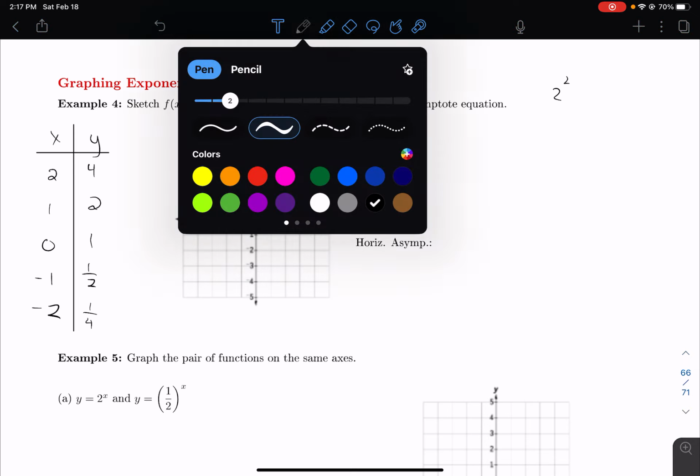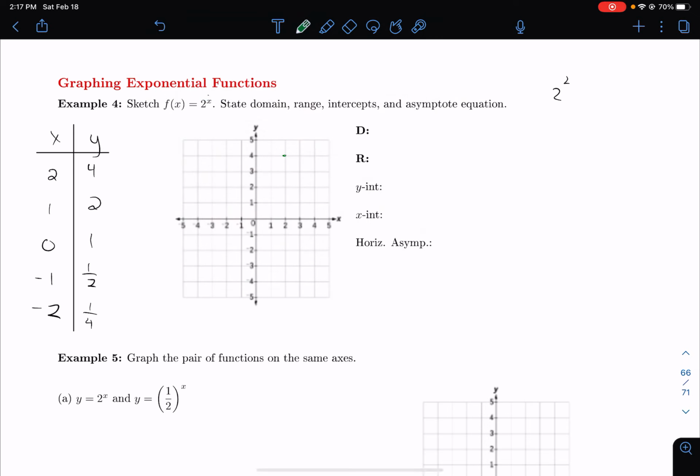All right, so let's plot these points. When x is 2, y is 4. When x is 1, y is 2. When x is 0, y is 1. When x is -1, y is 1/2. And when x is -2, the y value is even smaller. It's at 1/4. Okay, so let's connect these because a shape seems to be emerging here. Going this way for bigger and bigger x values, the graph gets larger and larger, steeper and steeper. But going to the other side of the y-axis, it gets flatter and flatter, and it snuggles up next to the x-axis.